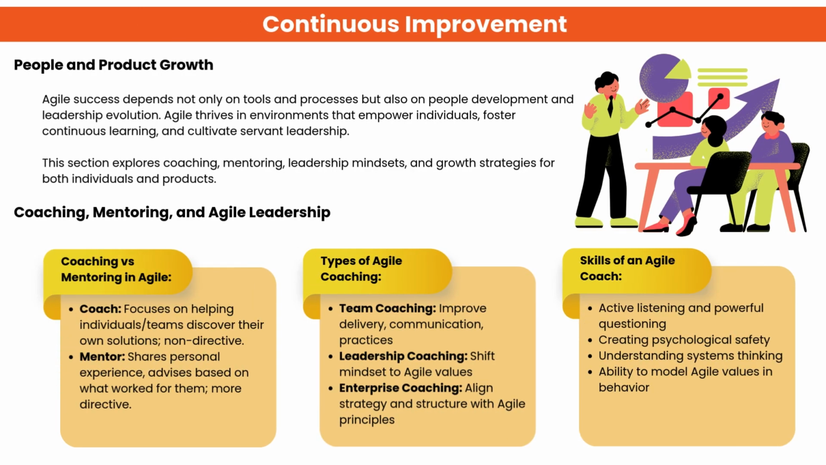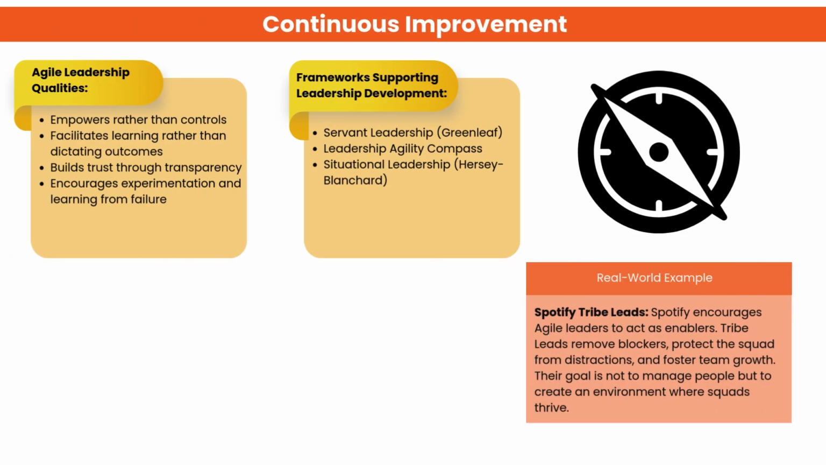Continuous improvement also focuses on growing people and leadership, not just processes. Agile environments empower individuals, encourage learning, and support servant leadership. Coaching helps teams find their way. Agile leadership focuses on empowering teams, building trust, enabling learning, and supporting experimentation. Leadership frameworks like servant leadership, leadership agility compass, and situational leadership help develop these skills. Example: Spotify tribe leads act as enablers who remove obstacles and create an environment where teams can thrive.